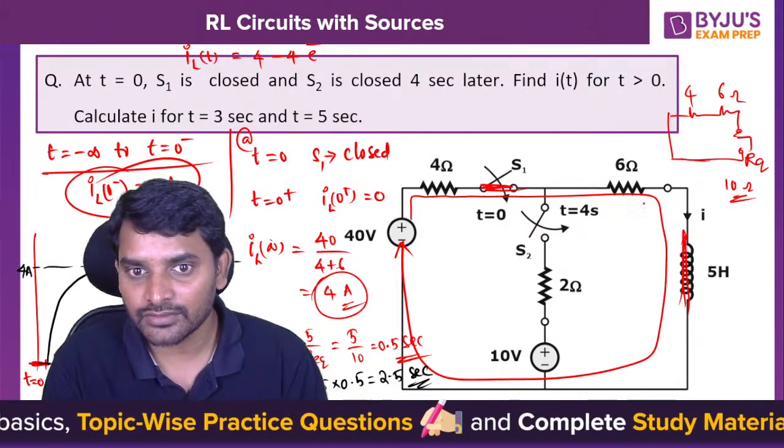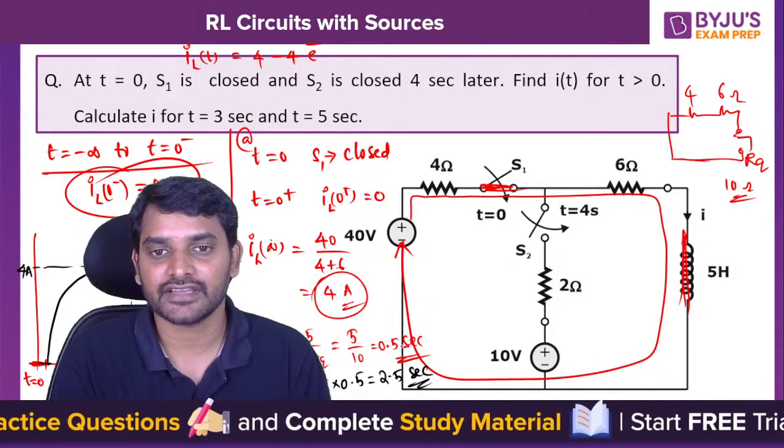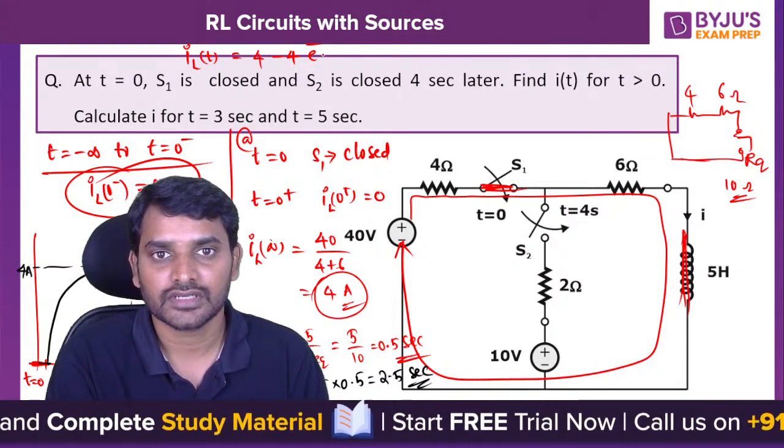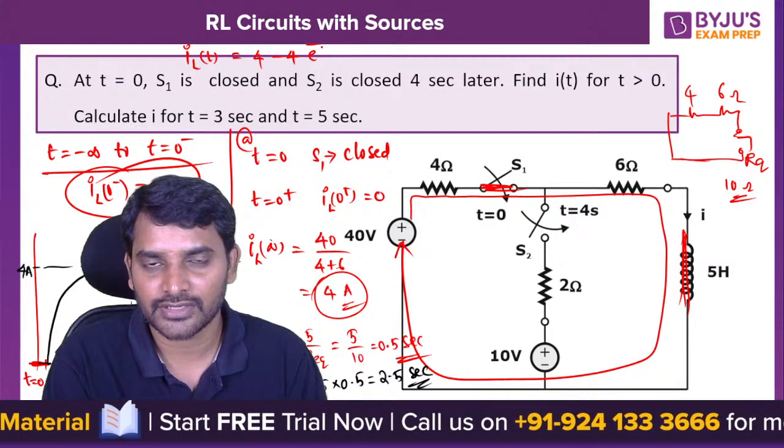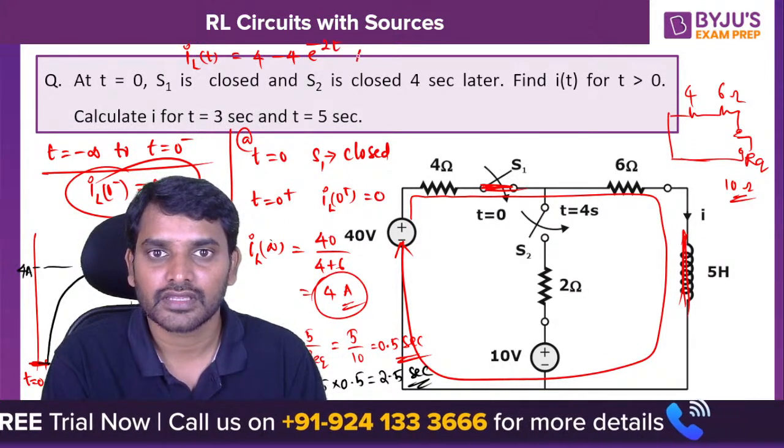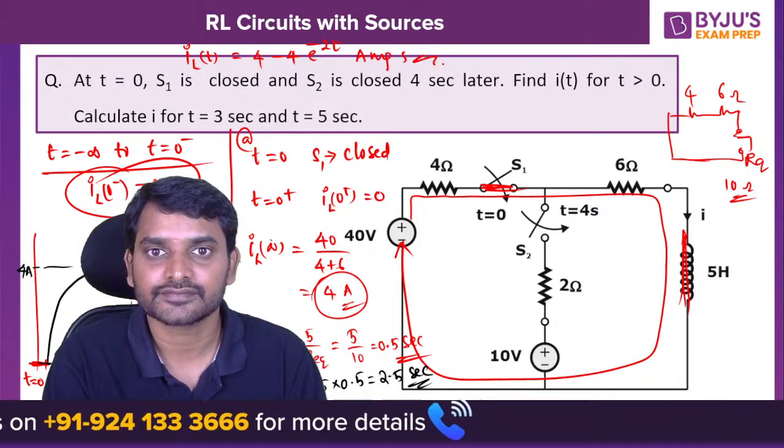What is the tau value? Tau value we have got as around 0.5. That is around 0.5, which means you can write it as 1 by 2, or e power minus 2t. So this is the equation.